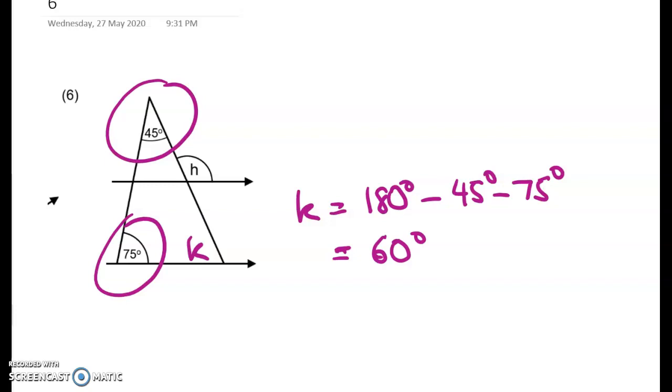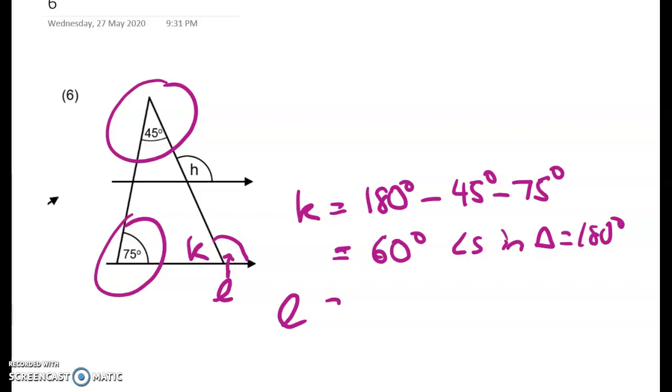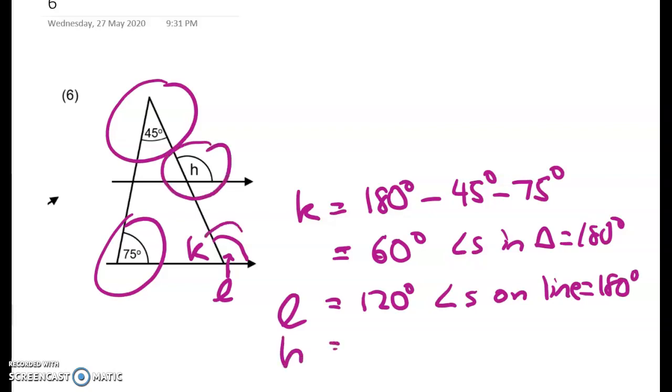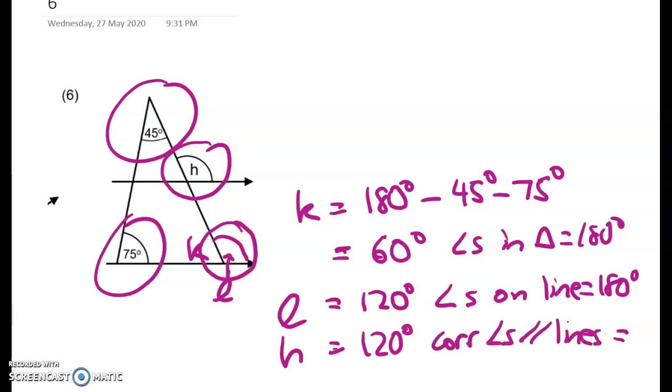Now what could I do next? Well, I can do lots of different things here. I'll show you a couple of them. I can get this angle here. So we're going to call this angle here L. So the reason for this one is angles in a triangle equal 180. And then L is equal to 120, which is angles on a line equal 180, but I'm going to show you a shorter way soon. And then H up here is in the matching position to L. So H is also equal to 120 because we've got corresponding angles on parallel lines and they are equal.